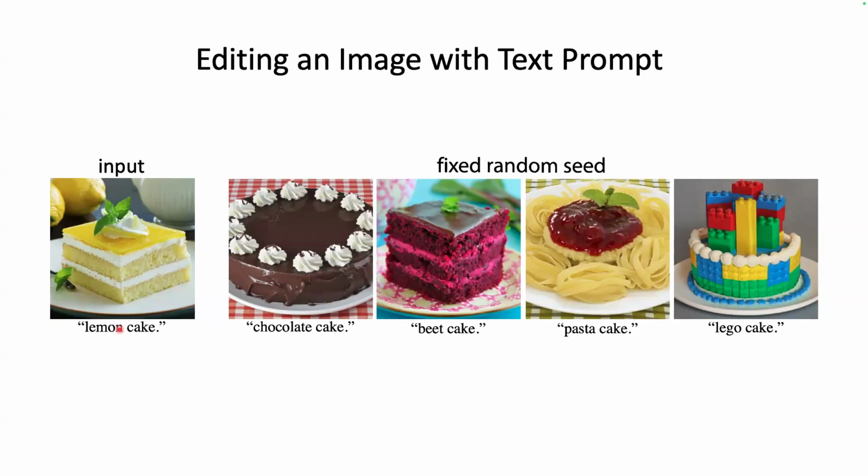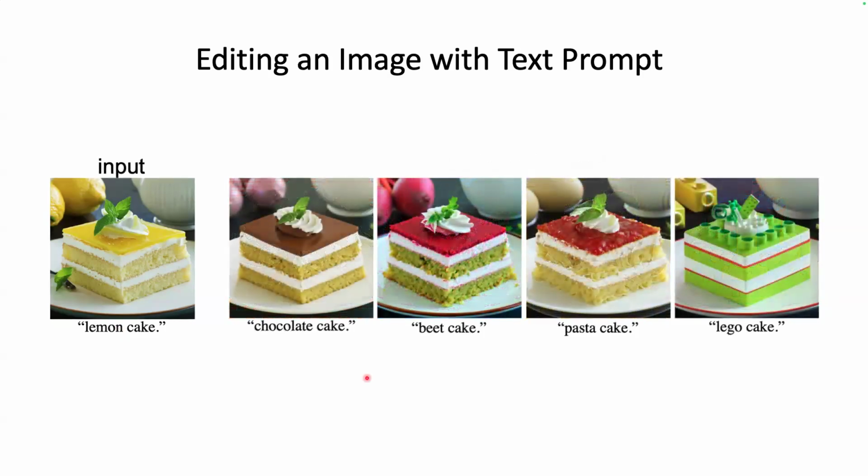And in image editing, we want to preserve the original input image. So we want outputs that look more like that. Okay, so we have a chocolate cake and a beet cake, but they're very similar to this lemon cake on the left.